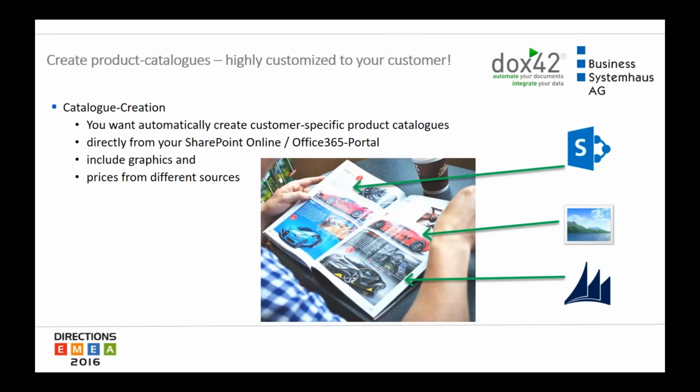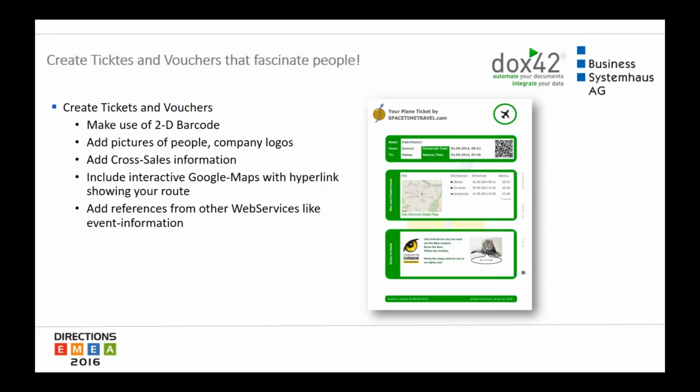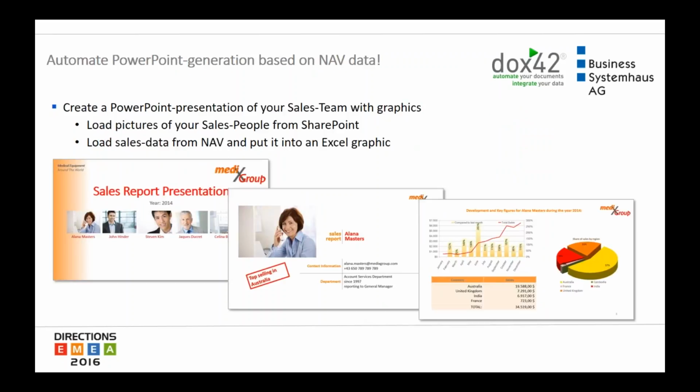Catalog creation. You will probably not use it to create a whole catalog for all of your products, but you can create a customer-individual catalog featuring exactly the products the customer normally orders. And then tickets and vouchers. You can use barcodes, of course, but also things like Google Maps. This is one of our sample templates. By the way, you can download these sample templates from our website for free and just give it a try. This sample template, for example, includes Google Maps automatically, and then advertisements depending on the destination city and destination time.